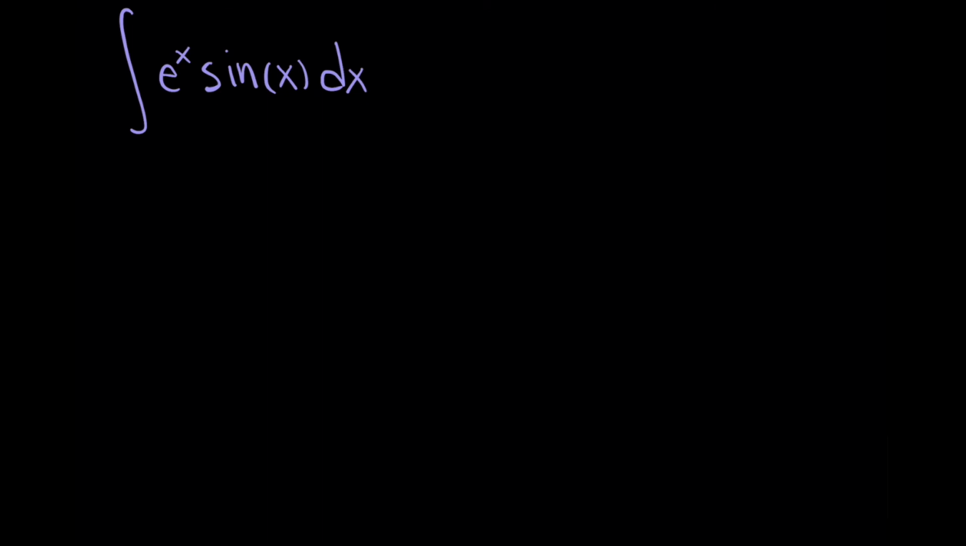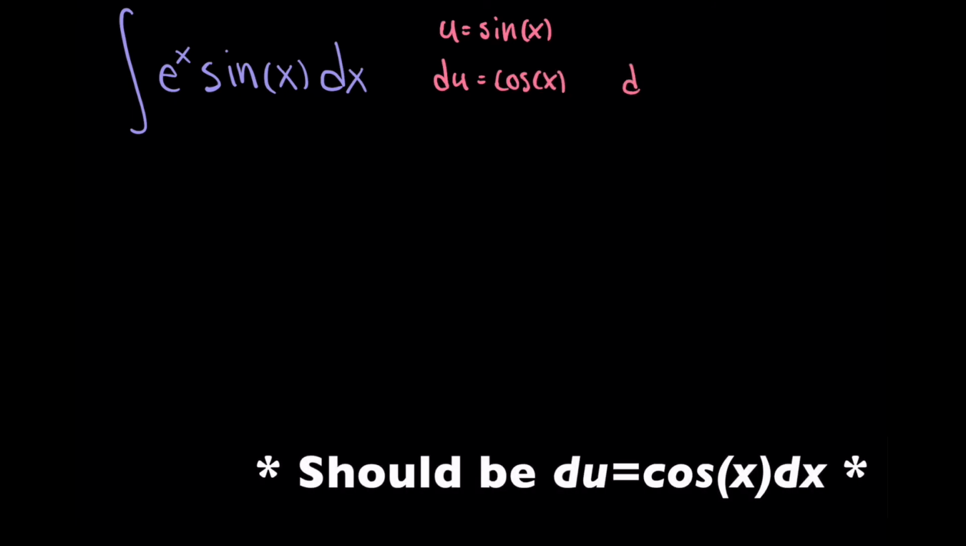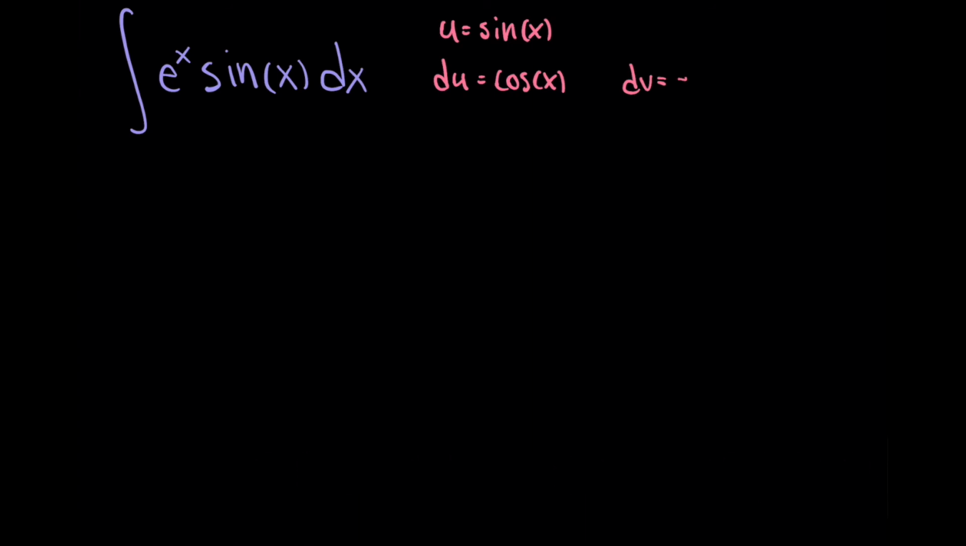And by the ILATE acronym, we have that sine x has precedence over the e to the x term, so therefore we will use sine x as our u value. So we'll say u is equal to sine x, and then we will have du is equal to the derivative of sine, so just cosine x. We have that dv is equal to e to the x dx, and this integral is simple. We say that v is equal to e to the x.